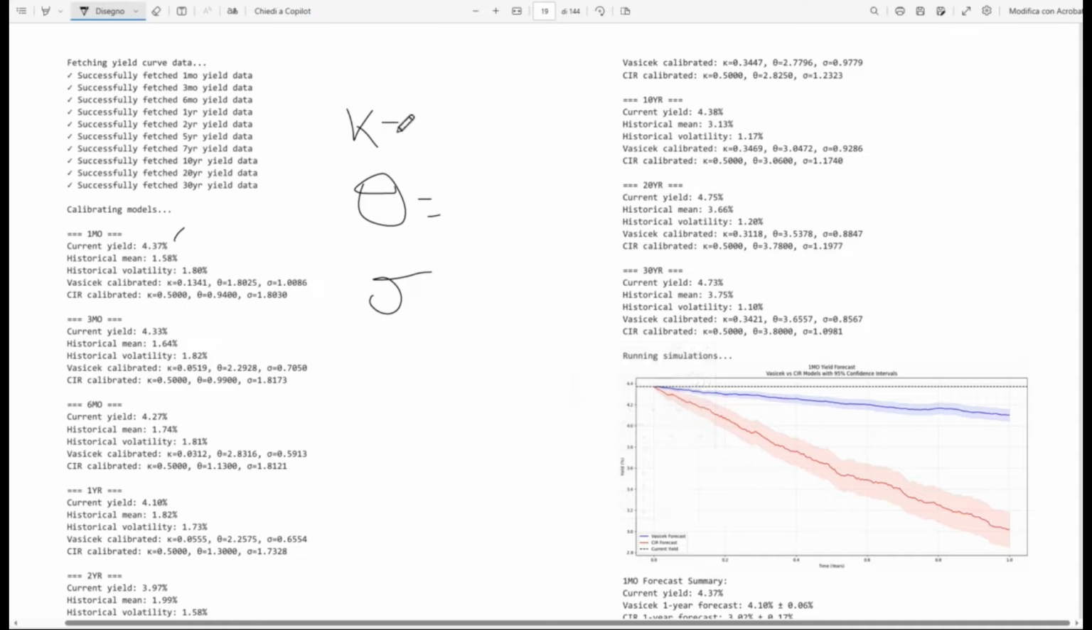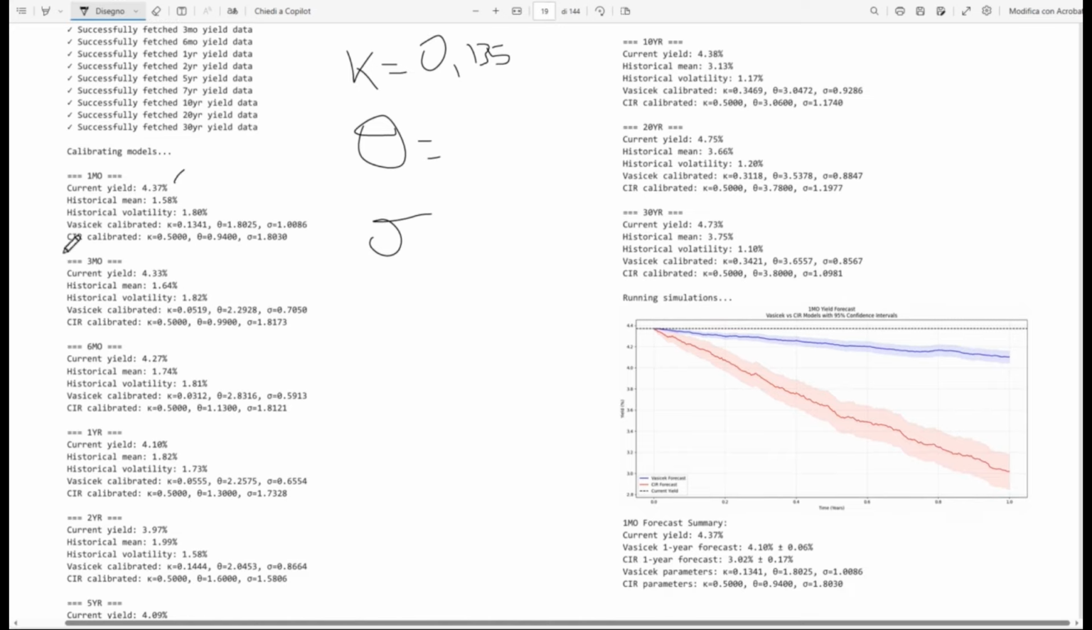So the K parameter tells you that the average speed of mean reversion is 0.13.5 basis points. Whenever volatility goes down, there is a mean reversion trend in place within the yield curve.